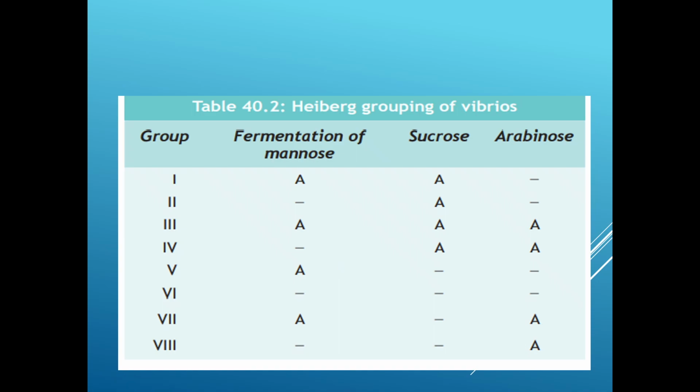Heiberg's group of Vibrios is classified by biochemical activity, fermentation of carbohydrates: fermentation of mannose, sucrose, and arabinose. Heiberg's groups include 7 groups of Vibrio cholerae. You see 7 groups with different types of fermentation of sucrose, mannose, and arabinose.